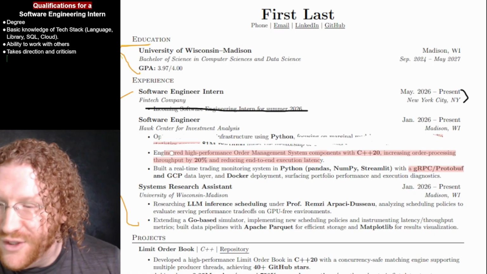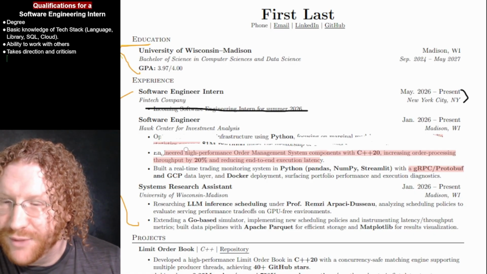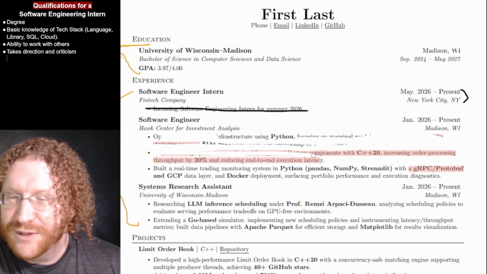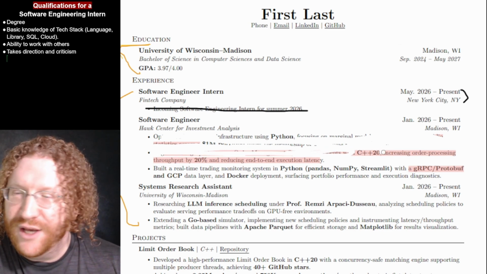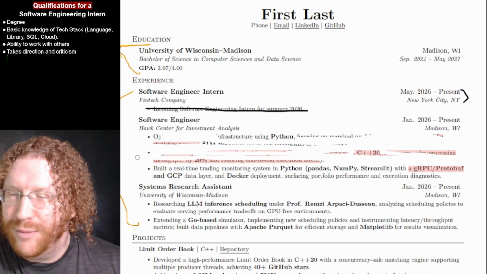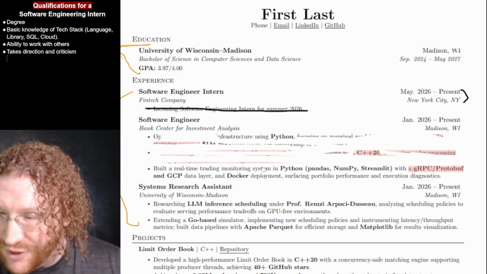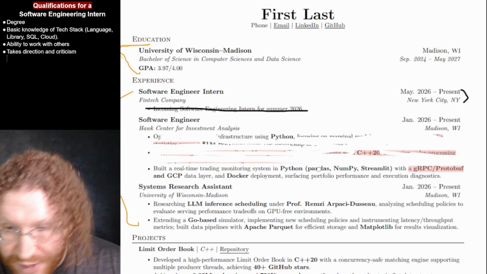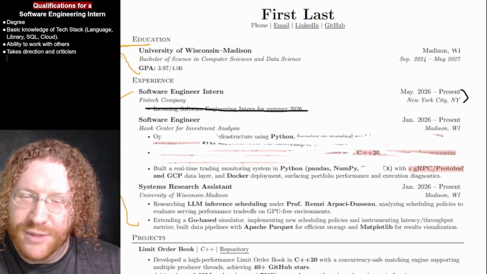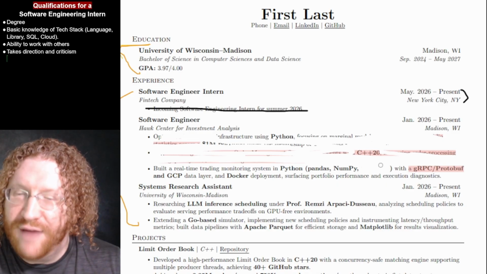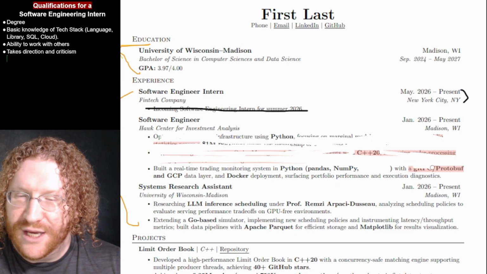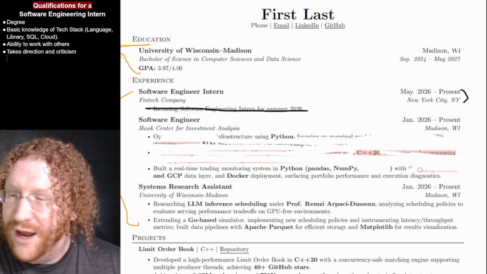Engineer to high performance, older management system components with C++. Maybe I could use C++, but probably not. Hot dog. Increasing order processing by throughput, blah, blah, blah, blah, blah. That's not related. That's a hot dog. Built a real-time monitoring system in Python. Pandas, NumPy, you probably don't need Streamlit, but the other two are nice to have. With a gRPC, proto buff, don't care about that.